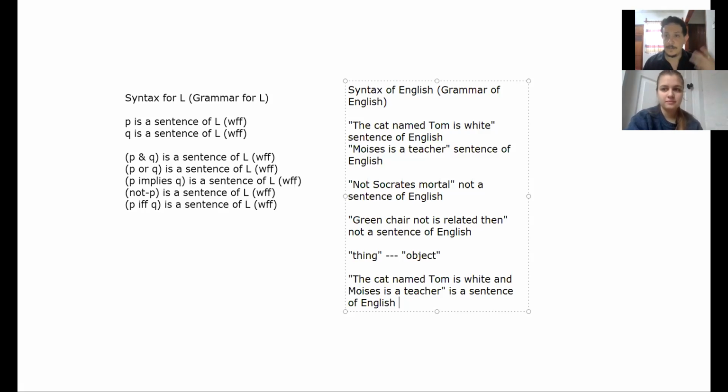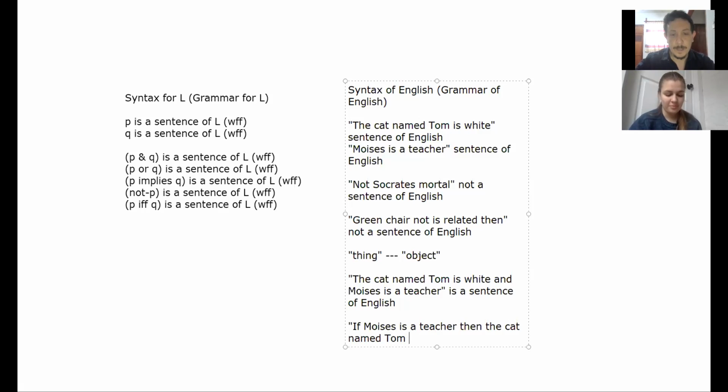The point is that there are these logical structures common to all grammars. So if you know that P is a sentence of a language and Q is another sentence of that language, then their conjunction is also going to be a sentence of the language. And so on for these other sentences. So for example, I could say something like, if Moises is a teacher, then the cat named Tom is white. That's also a sentence of English.